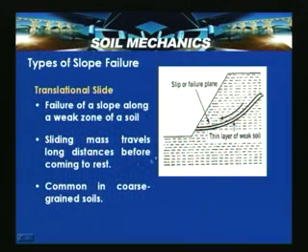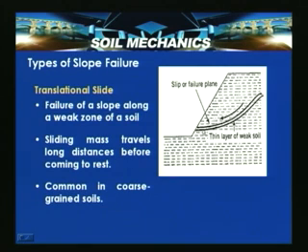Now, as we are discussing the types of slope failure, let us see a translational slide. What happens here is that a failure of a slope along the weak zone of a soil takes place, and that can induce a failure of the portion of soil above it. This is a slip or failure which is indicated, and it occurs once the resisting forces are dominated by driving forces, that is, the driving stresses induce the failure along that weak plane. So, in a translational slide, there is failure of a slope along a weak zone of soil.